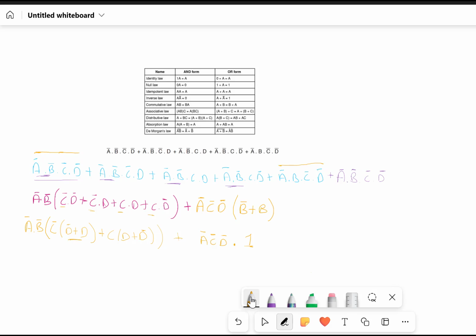Alright, now if you simplify this, which is fair enough, we're now going to be left with, if you use multiplication, it's just going to be C. So we're going to have A, not B, and then in brackets, not C, or C.